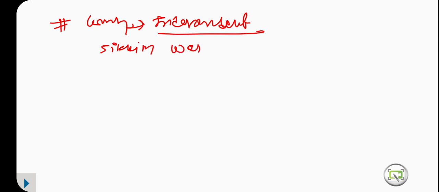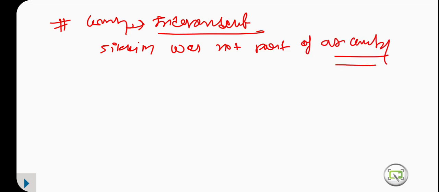So what does Article 2 say? Article 2 says that Parliament has power to take the admission. What does admission mean? Admission means new entry into something. Parliament can pass the laws to admit the new state or new piece of land into our country. Let us understand with the help of an example.